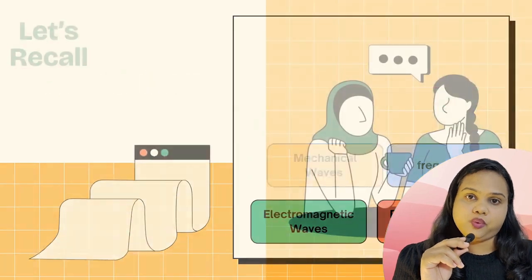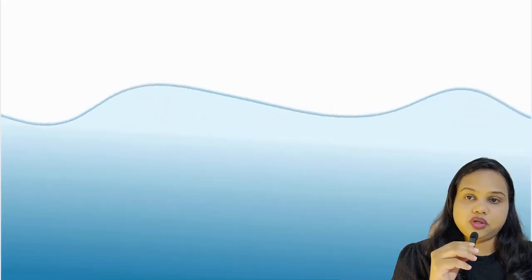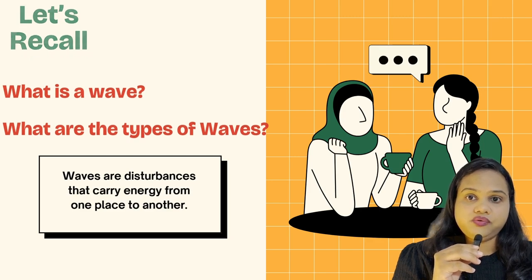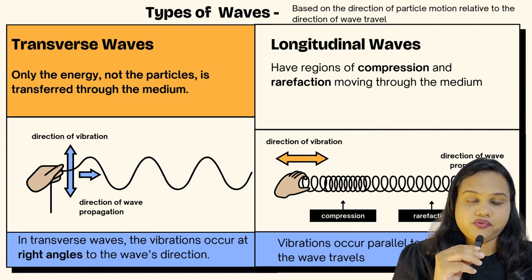So, what is a wave? Imagine you are at the beach watching the ocean waves. You see them moving, but do the water molecules actually travel all the way to the shore? No, the water just moves up and down while the wave itself carries energy across the ocean. That's exactly what a wave does. It transfers energy from one place to another without actually moving the matter itself.